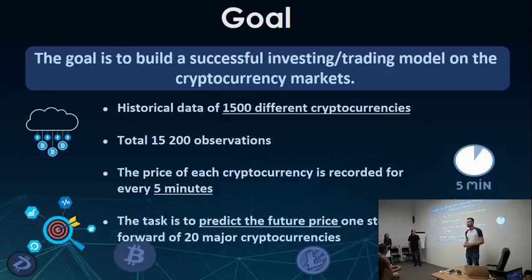So the data which we were provided was data of 5 minute steps for 24 hours of many cryptocurrencies. I think it was about 1,000 cryptocurrencies. And the period was 2.5 months, so it was like 15,000 observations. And the task was then to make a prediction for 20 major cryptocurrencies, Bitcoin and so on.